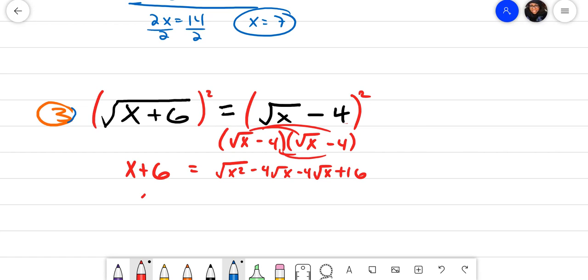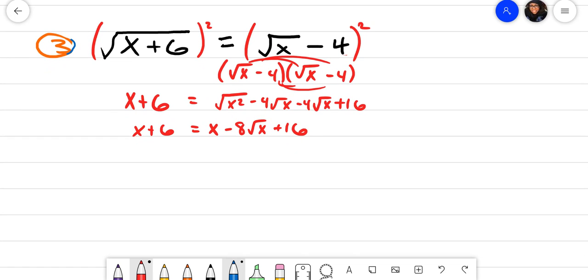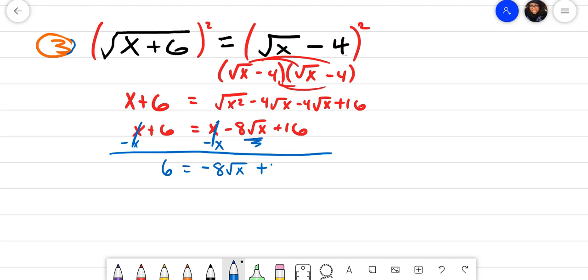I combine like terms. This is still x plus 6. On this side, I'll end up with x minus 8 root x plus 16. At this point in the equation, I have a radical over here, and I have to get it by itself. So to get a radical by itself, I do inverse operations as always. I end up with 6 equals negative, don't forget the sign there, 8 root x plus 16. Let's subtract the 16.